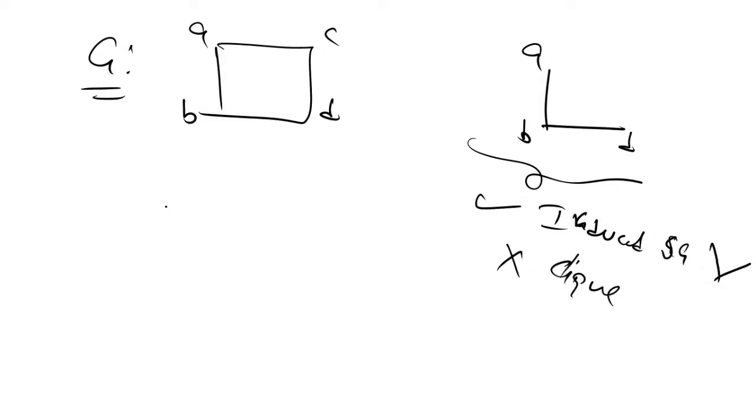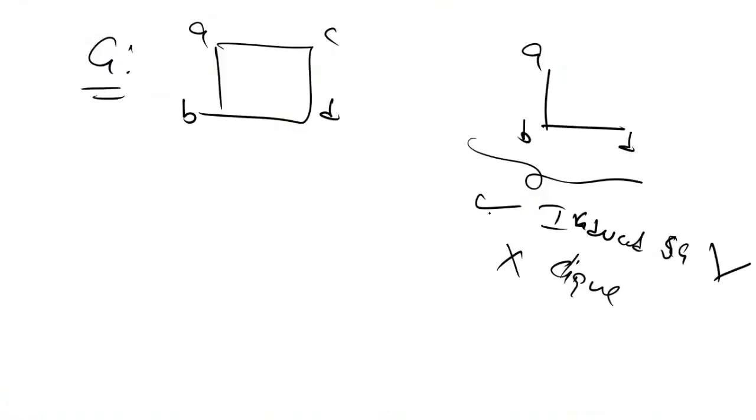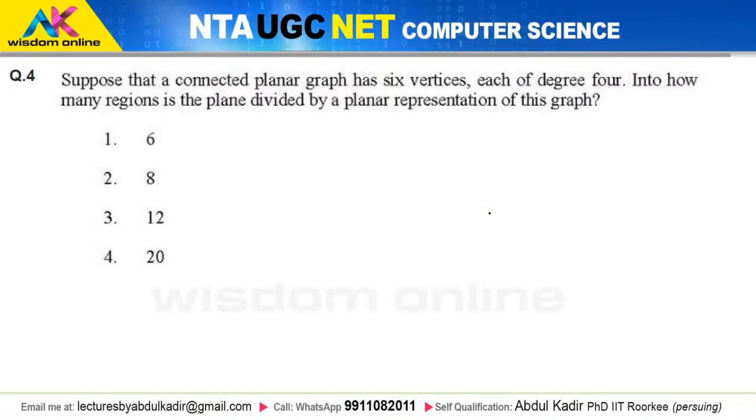So are you getting my point? The point is that a clique is nothing but a subgraph which is complete. That's why we can say the answer will be option 3: a subgraph in which every pair of vertices is connected by an edge, meaning complete. So the induced subgraph and the clique are two different concepts. Okay. Now let's see question number 4.